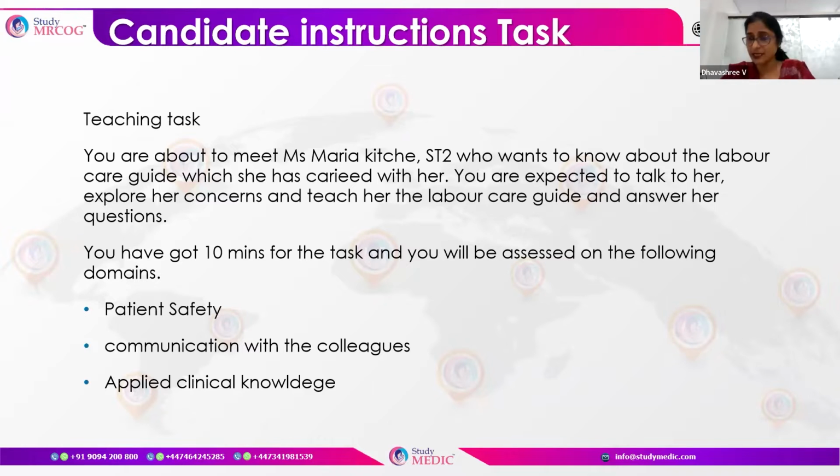I really appreciate that you've come forward to learn about this labor care guide. But how are you feeling in the department now? Yes, it's fine. I must admit I was a little upset when the ST4 was angry, but I think he realized and apologized. Probably he was overwhelmed with the work and there were a lot of backlogs. Otherwise, I think everybody is quite supportive.